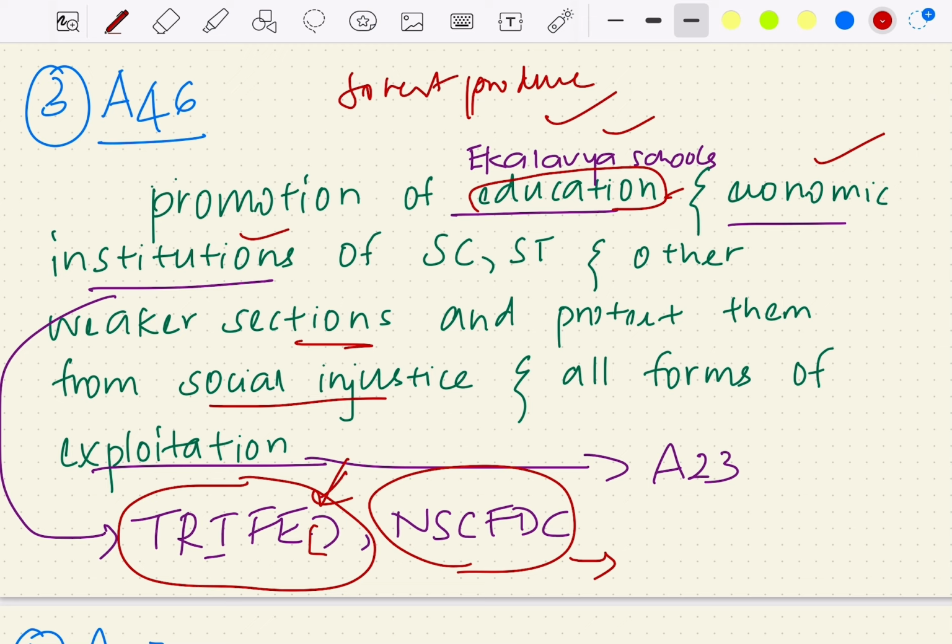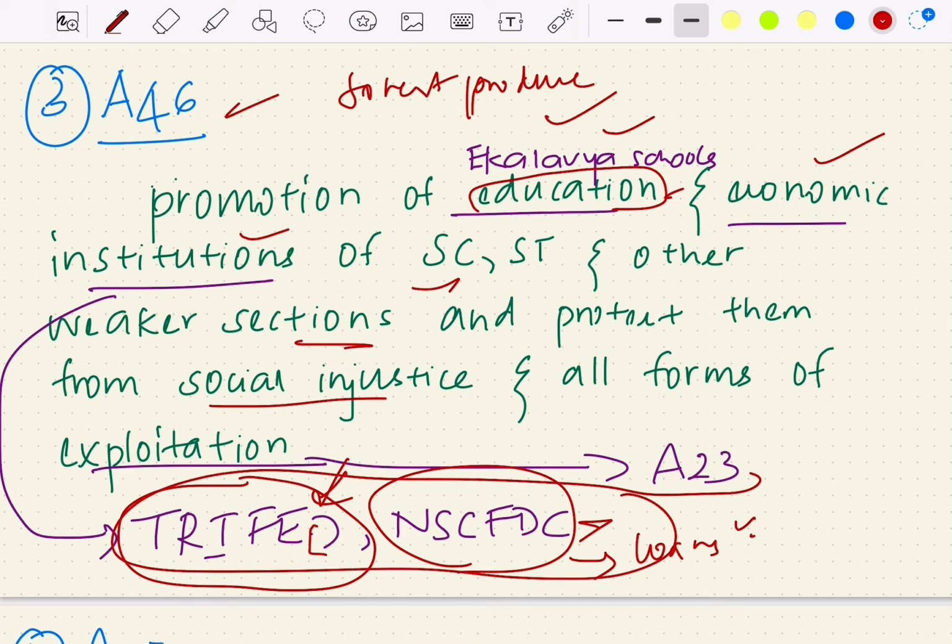So this is about TriFed, and the FDC also provides loans to SC, and does a lot of things for the economic promotion of the SC community. This is about Article 46, and the activities that the government is doing for promoting the education and economic activities of SC, ST and other weaker sections.